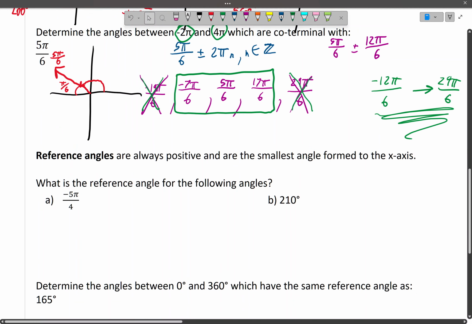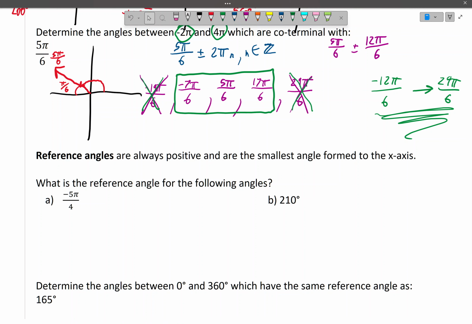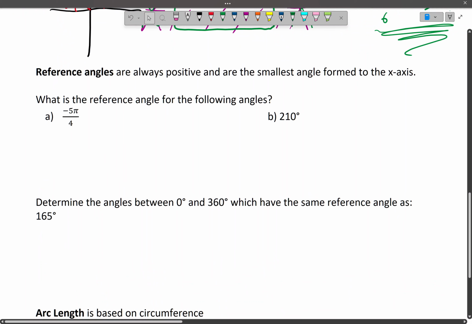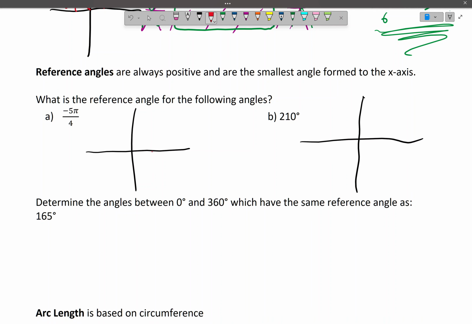Okay, reference angles are always positive and are the smallest angle formed to the x-axis. So what is the reference angle for the following? So we always look at the reference angle, which is something we know from 20-1. So what we want to do is draw out this position. And then once we've drawn it, it's hopefully somewhat easy to figure out the reference angle.